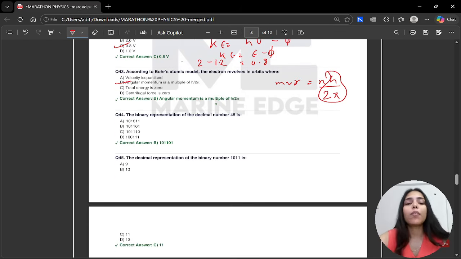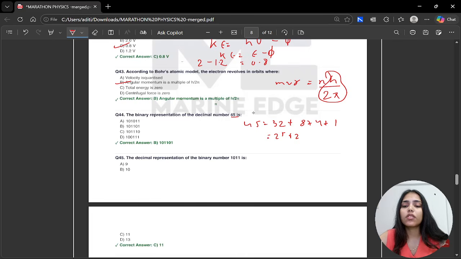Okay. Binary representation of decimal 45. Now how can we write 45? 45 is equal to 32 plus 8 plus 4 plus 1, that is 2 to the power 5 plus 2 to the power 3 plus 2 to the power 2 plus 2 to the power 0, right? So we have positions 0, 1, 2, 3, 4, 5. This will become 1, 0, 1, 1, 0, 1. That is your option B.